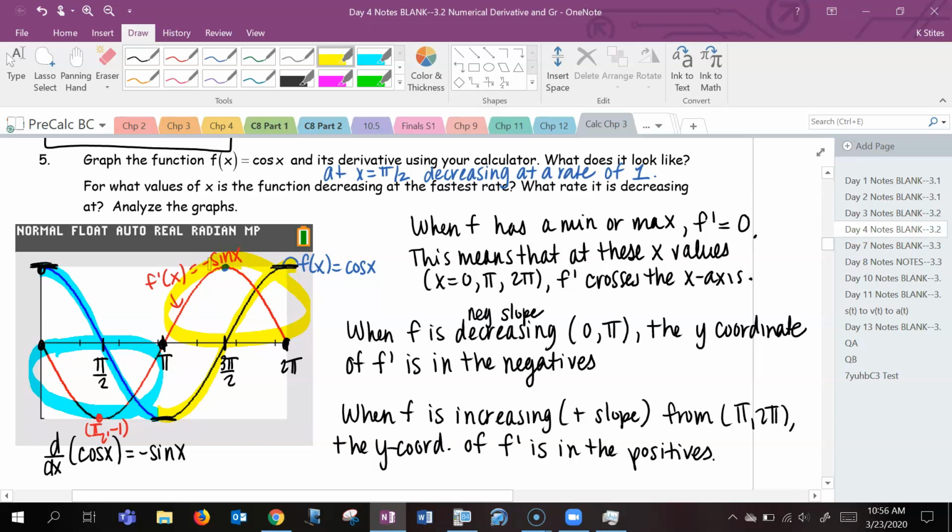Okay, so basically it's important that you are able to describe that when the slope of your original function is positive, that means that the graph of your derivative, the y-coordinates will be in the positives. And when the slope of your function is negative, that means the y-coordinate of your derivative will be in the negatives. And when the slope of your original function is 0, meaning at a min or a max, that's representing the x-intercepts of your derivative.